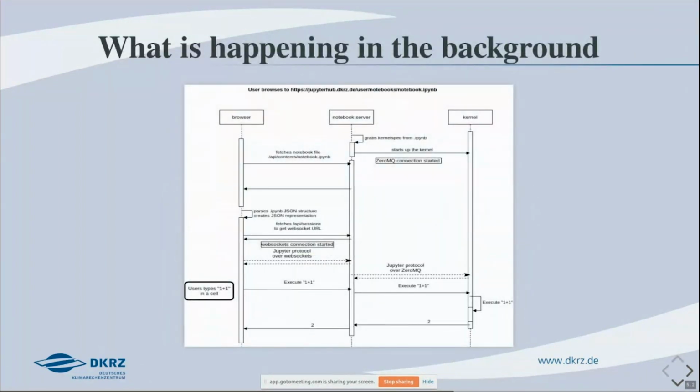I will not give more details on this slide. This is just a sequence diagram that shows us what the communication process is between the most important parts of a Jupyter Notebook. Concretely, it shows the interaction between the browser, the notebook server, and the kernel when the user types something in a cell. But this is happening in the background, so you don't have to worry about this.